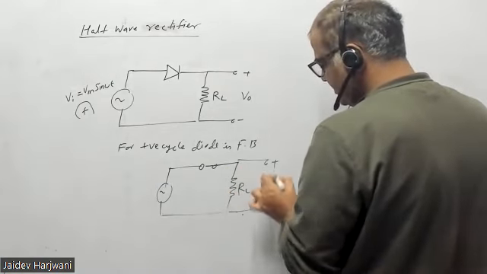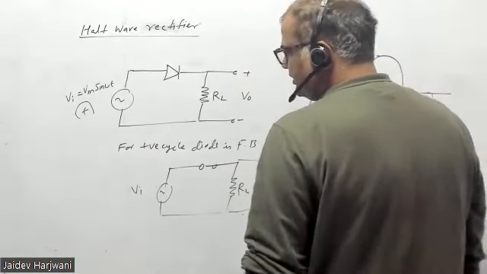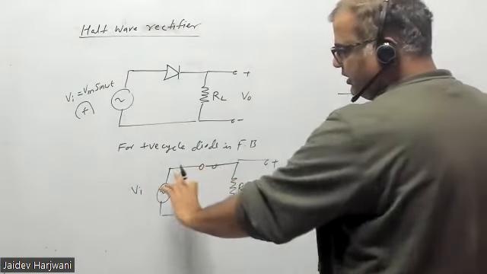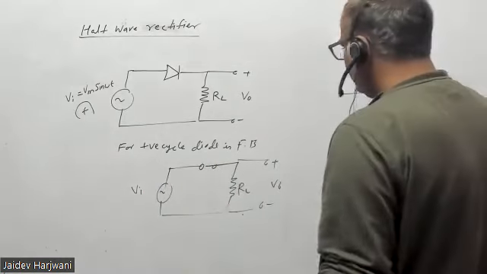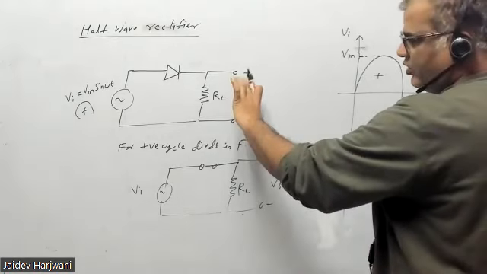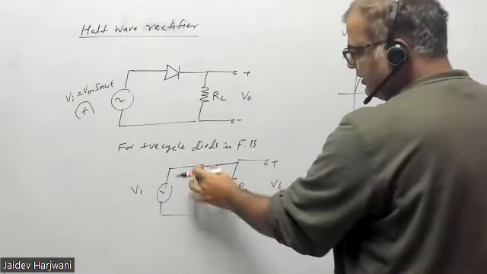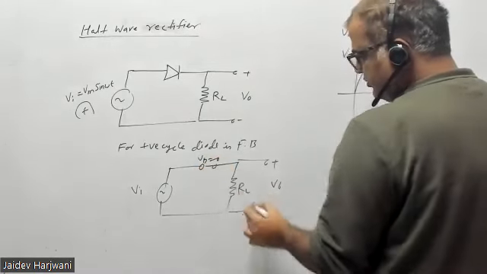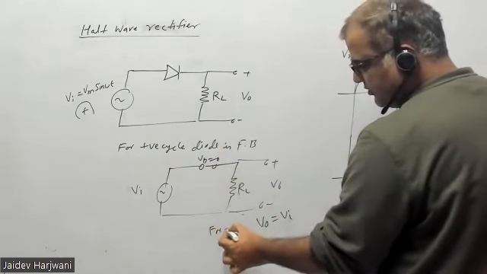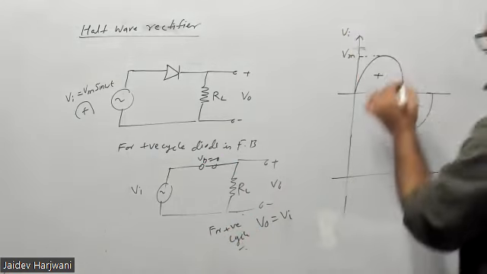You're measuring V output here, and this is your V input coming. So for the positive cycle, what will happen? There will be no drop across the diode, so all the voltage will come here. Suppose this is the 5 volt maximum. If you apply 1 volt, 1 volt will come here; if you apply 2 volt, 2 will come; 3, 3; 4, 4; 5, 5. Because there is no drop here, VD is 0. So your V output will be exactly equal to V input for the positive cycle.